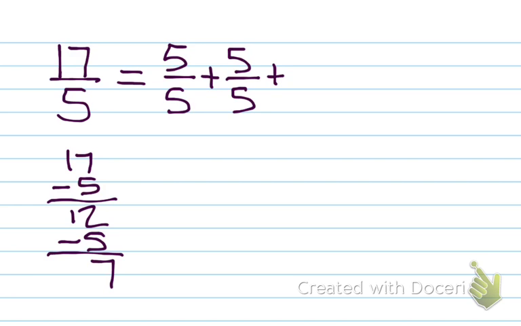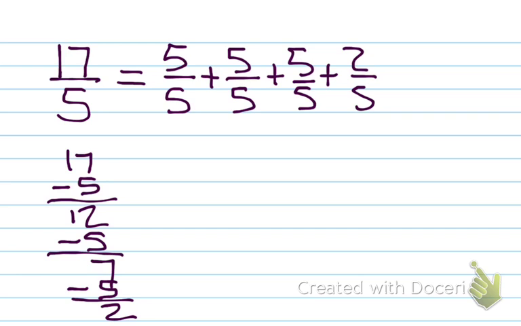Yes, so I can do another 5 over 5. I take that from the 7, and I get 2. Can I do another whole number? No, so that's what I've got left over. So 2/5 is what I have left over.